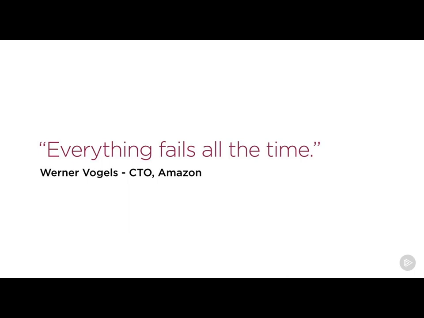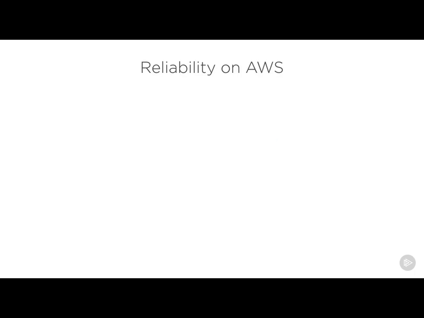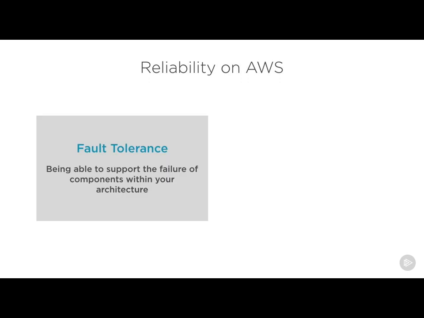So as we start to build anything, even when we're looking at a cloud platform that has many capabilities, we need to be sure that we are building knowing that failure can happen at any point in our architecture. So let's look at the concept of reliability on AWS. We're really going to look at two different concepts. The first is fault tolerance. This means that we're able to support the failure of components within your architecture.